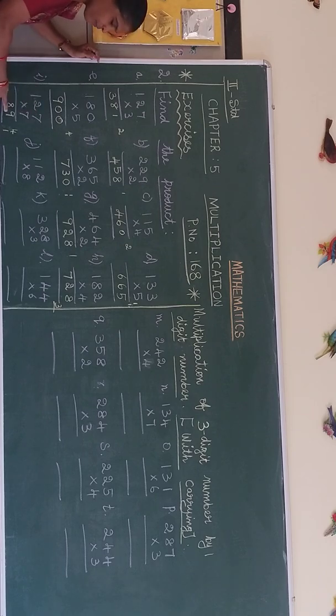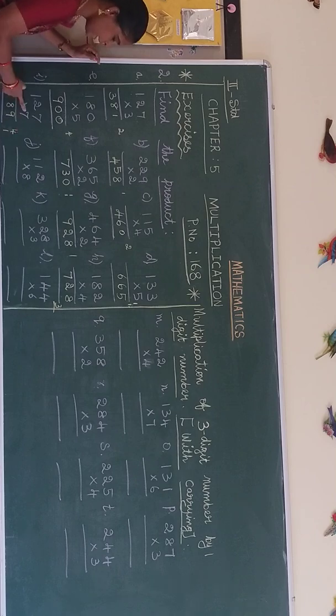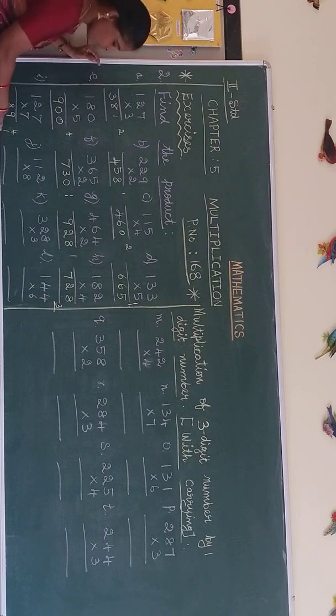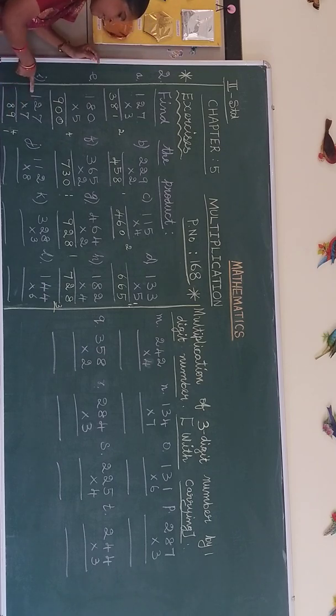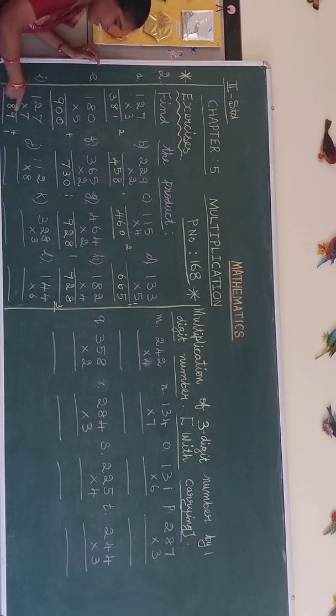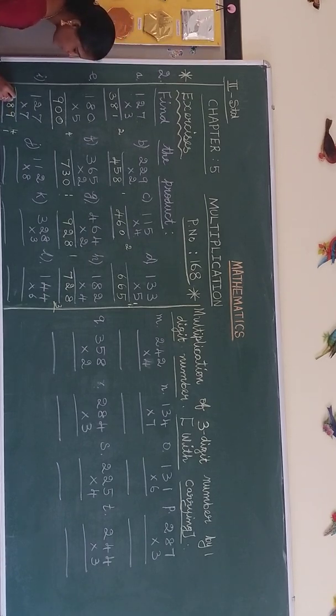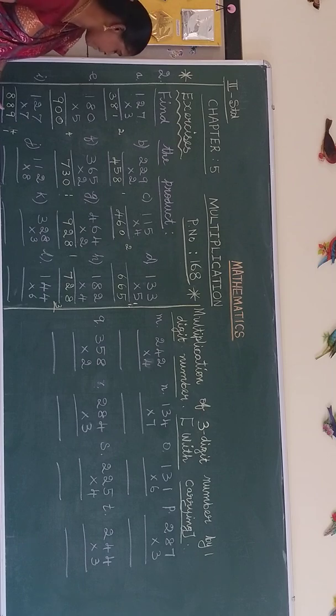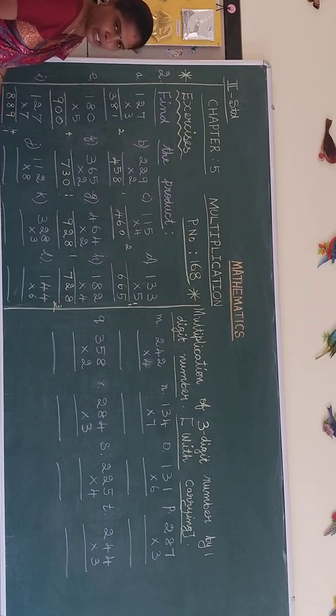Okay, 7 7s are 49. In this 49, 9 in the ones place, 4 in the side. Again 2 7s are 14. 14 plus 4, 18. In this 18, 8 in the tens place, 1 in the side. Again 7 ones are 7. 7 plus 1, 8. So 127 multiplied by 7 is equal to 889. You should read the number loudly.